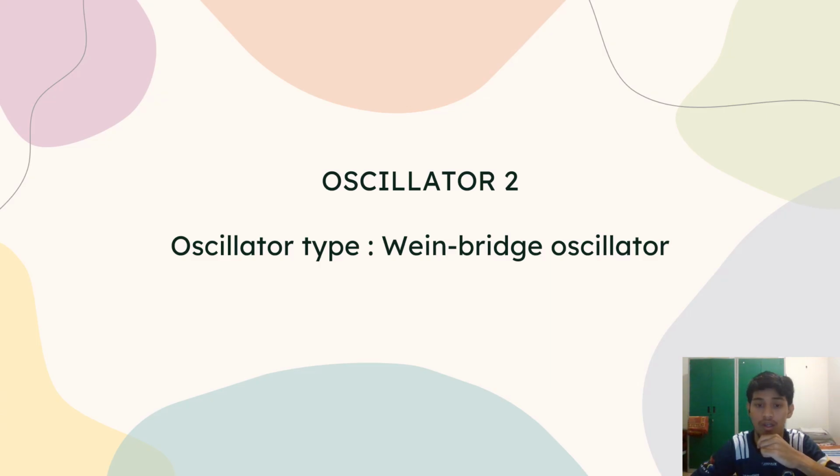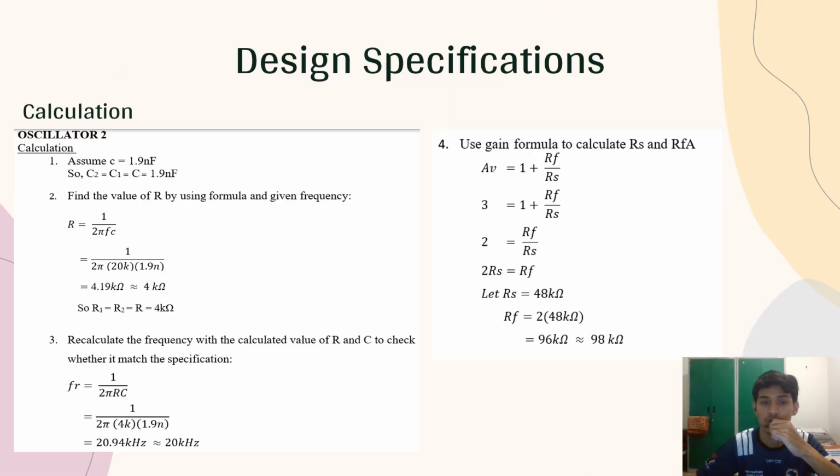My name is Muhammad Laizat bin Muhammad Tazli. I'm going to present about oscillator 2. The oscillator type is Wien bridge oscillator. So here is the design specification and calculation. Oscillator 2 calculation, we assume C equal to 1.9 nanofarad.